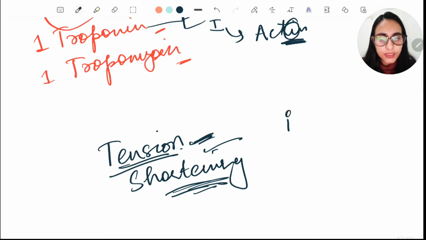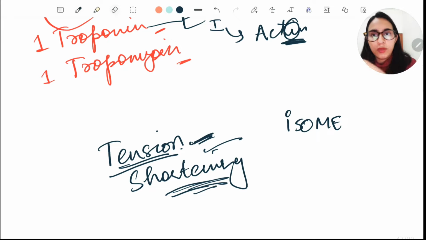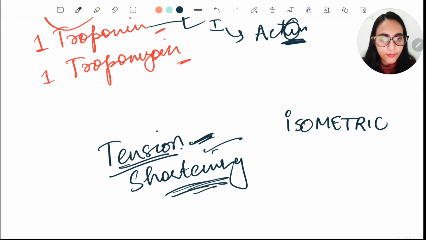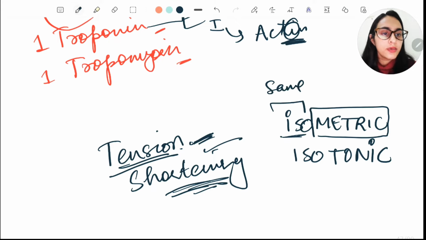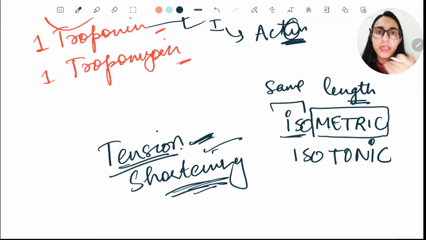So we have 2 terms, which are isometric contraction and isotonic contraction. Now, as the name suggests, metric means we are talking about the length of the muscle. In case of isometric contraction, iso means same and metric means length. So the length of the muscle remains same. There is only tension that is developed in the muscle in case of isometric contraction.